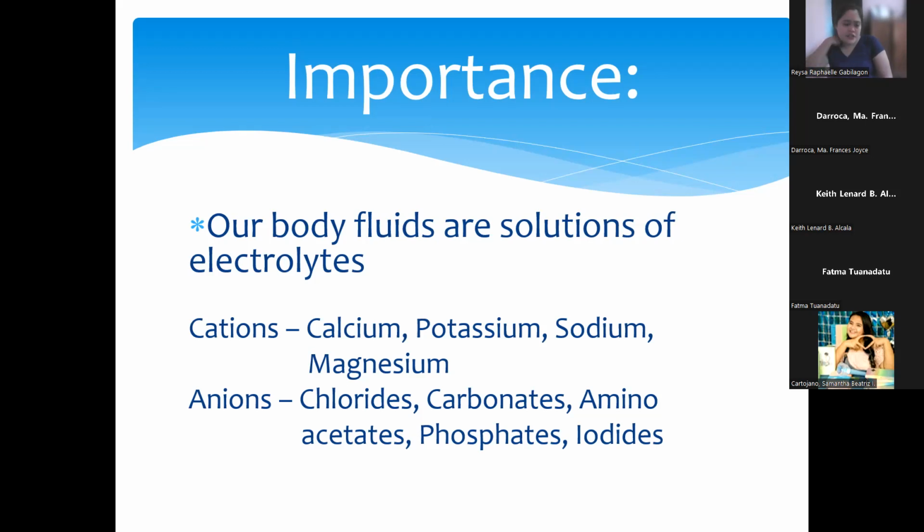Ano nga yung cations? Positively charged or negatively charged? Positively charged. So these are examples of ions or electrolytes that we can see in our body fluids. For cations, we have calcium, potassium, sodium, magnesium, and the list goes on. And then for our negatively charged ions or our anions in the body, we have the following examples: chlorides, carbonates, amino acetates, phosphates, and iodides. Okay? So, important yan sila sa ating body.